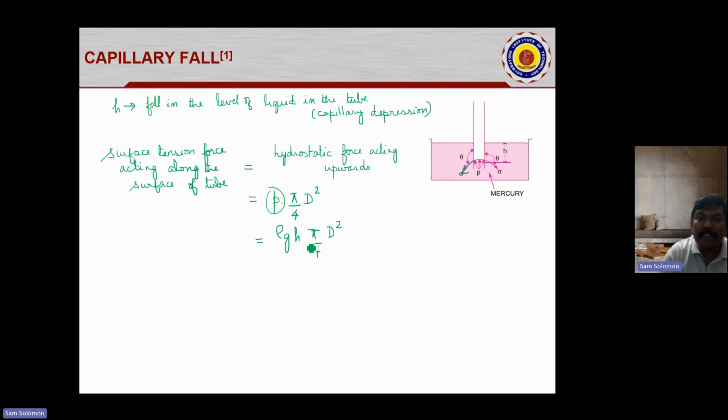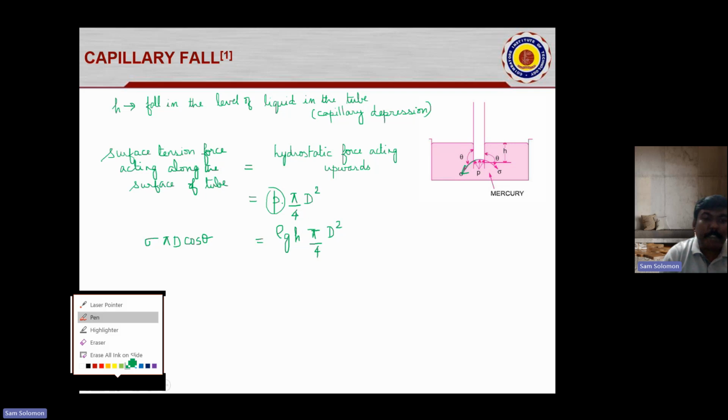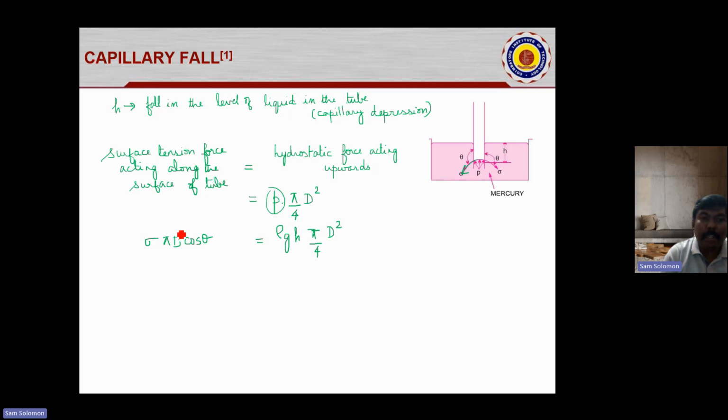For the time being, take this as rho g h times pi by 4 d squared. And then on the left-hand side, we need to have the surface tension force. And once again, you have this angle of inclination. So this is also going to be sigma times pi d cos theta. Okay, and now I can cancel out the common terms on both sides. I will be able to cancel out one of the pi and one of the d.